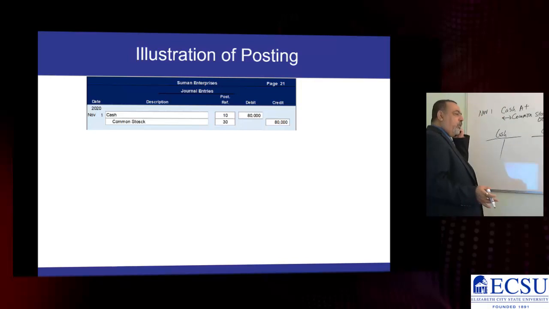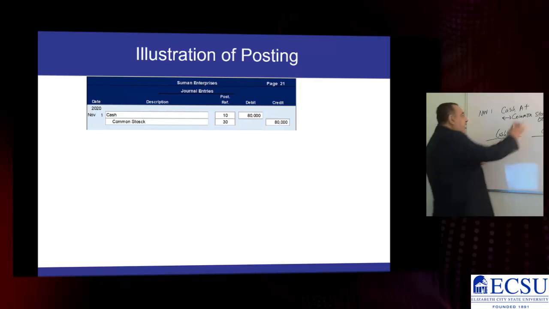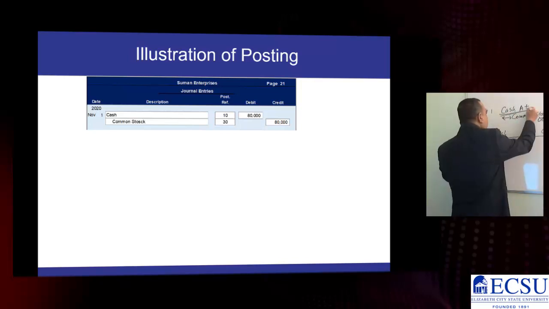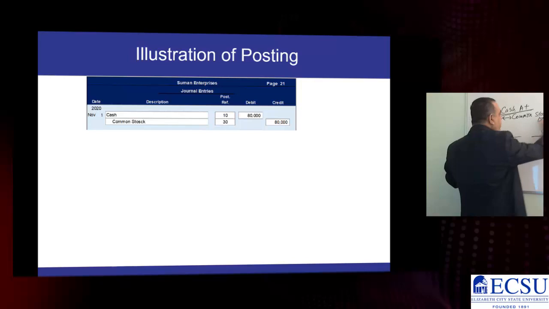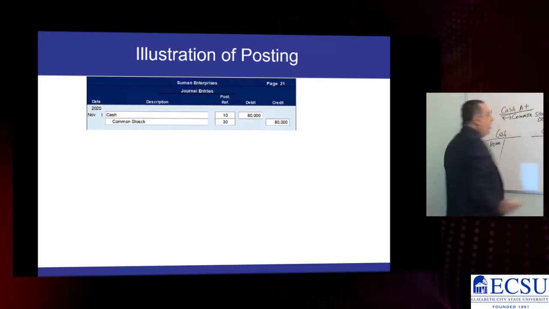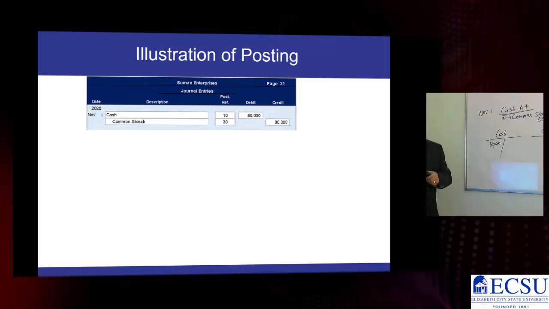In the beginning, you can always start doing this and then go on to using the actual format. So you can see cash here is debit. I'm going to go on to the left hand side, 80,000 on the debit, and common stock is credit, so I'm going to write on the right hand side, the credit side, 80,000. So that is the posting you do if you were using a T account.